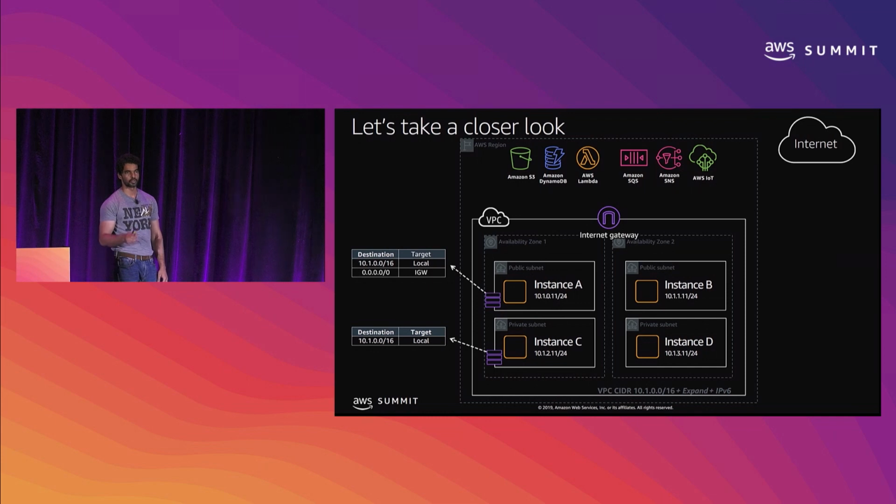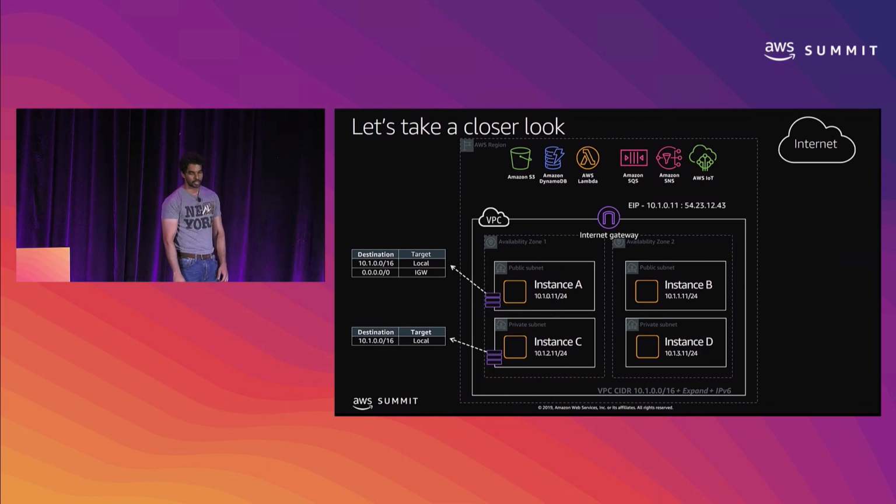So step 1, create and attach an internet gateway. Step 2, add a route. Step 3 is where you attach an Elastic IP to your instance. For internet connectivity, the source traffic has to come from a public IP, and that's what we're doing here.